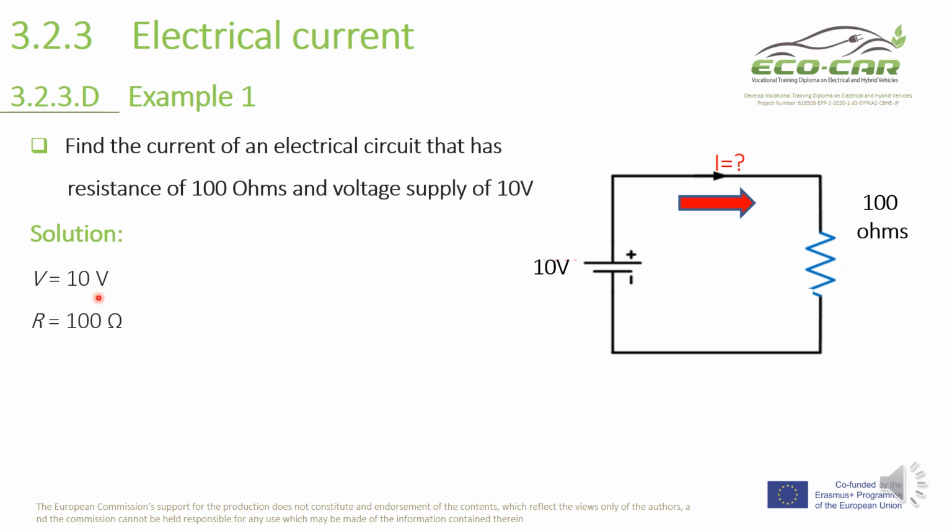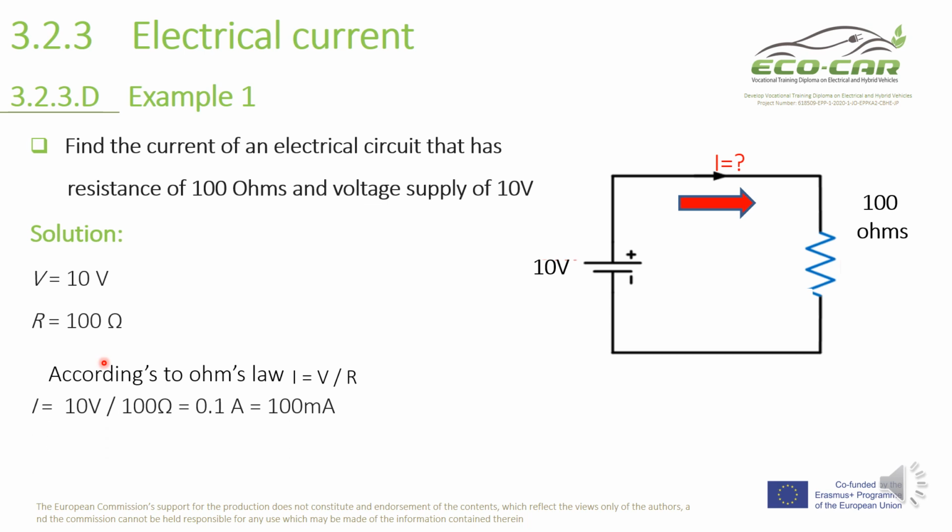V equals 10 volts, R equals 100 ohms. By Ohm's law, I equals V divided by R. So we divide 10 volts by 100 ohms, which equals 0.1 amps, which equals 100 milliamperes. So the current is equal to 100 milliamps.